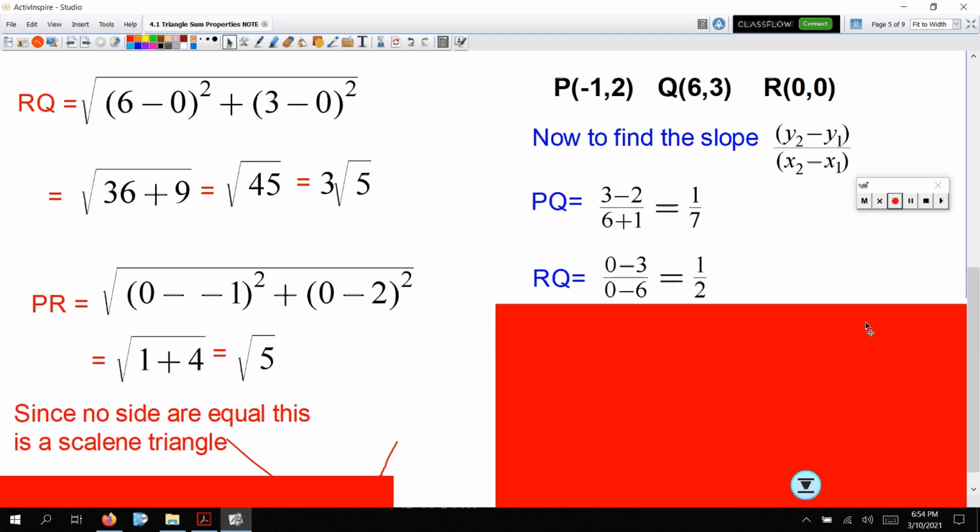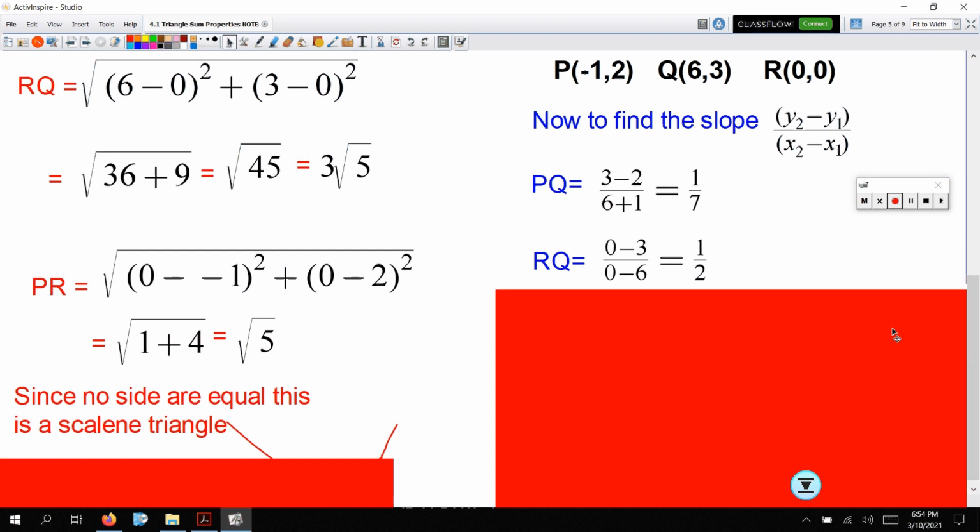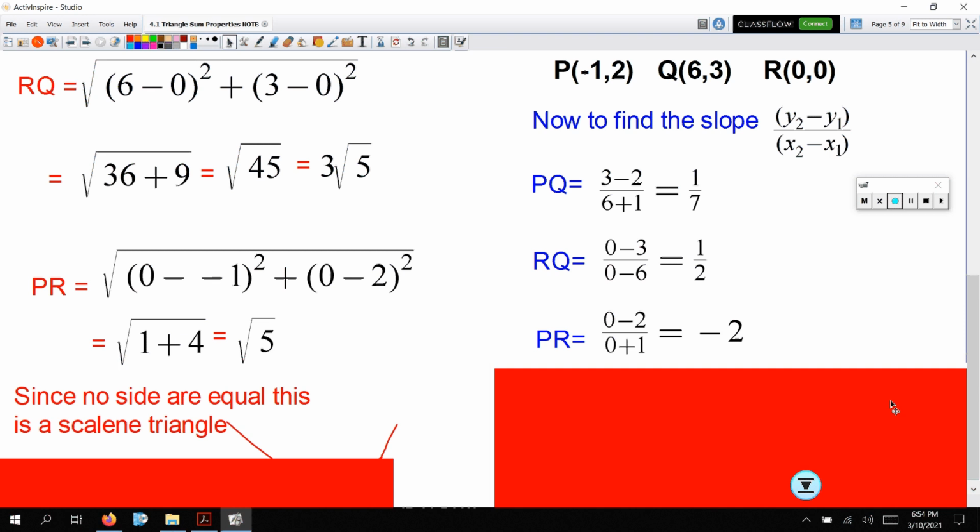Then we find the slope of RQ, which is 1/2. These are not perpendicular to each other, so I do not have a right triangle just yet. Keep on going. We find the slope of PR, which is -2. -2 and RQ are reciprocal opposites of each other. If we multiply them together, it's going to equal -1.